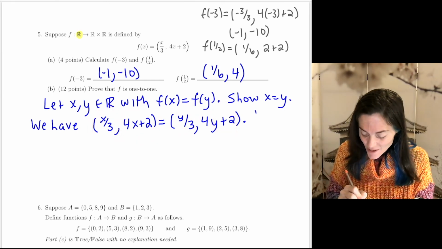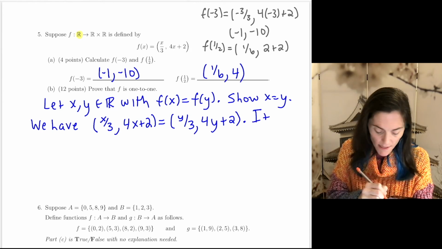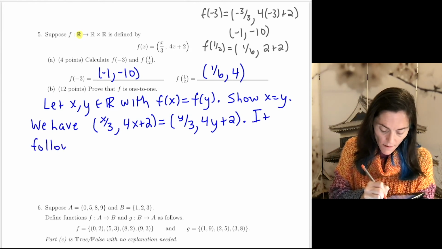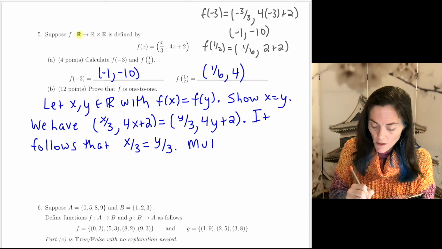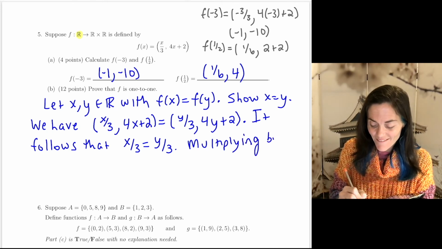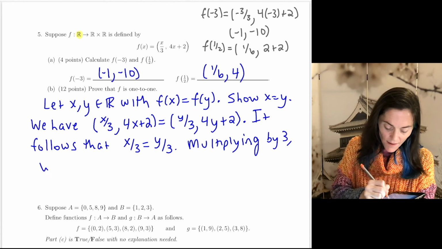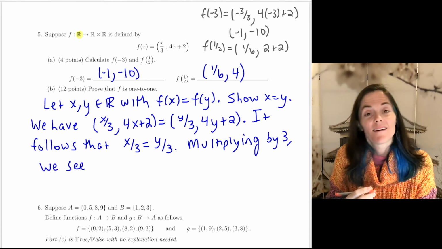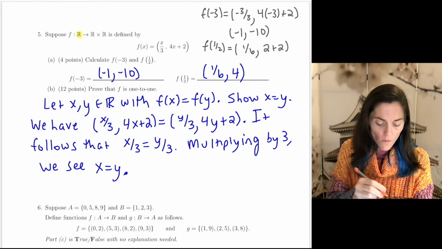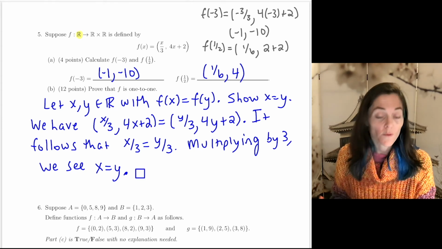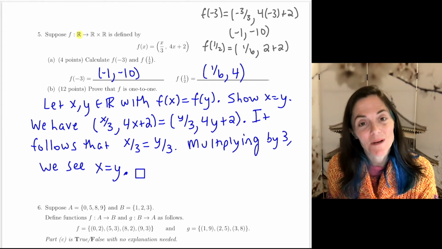So I'll just say like this, it follows that x over 3 equals y over 3, multiplying by 3, which is certainly something I can do. We see x equals y. And so this would be the end. That is what I wanted to show. And this is the end of our proof for f being 1-to-1.